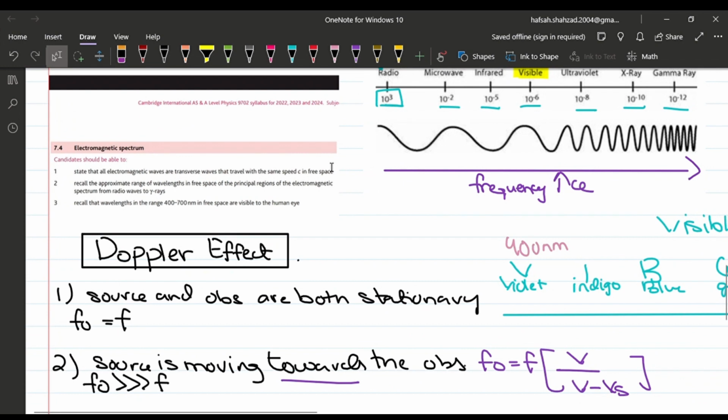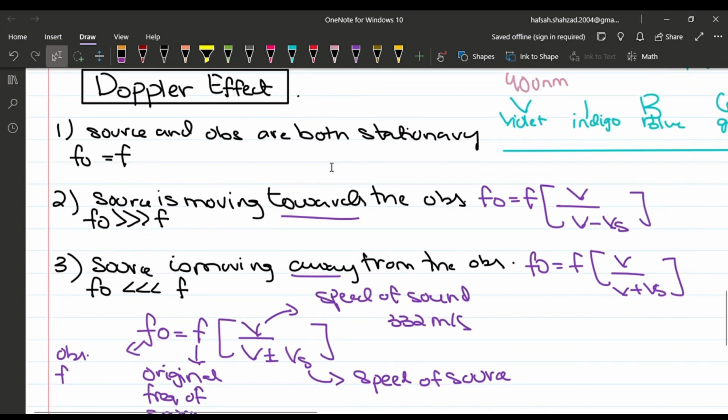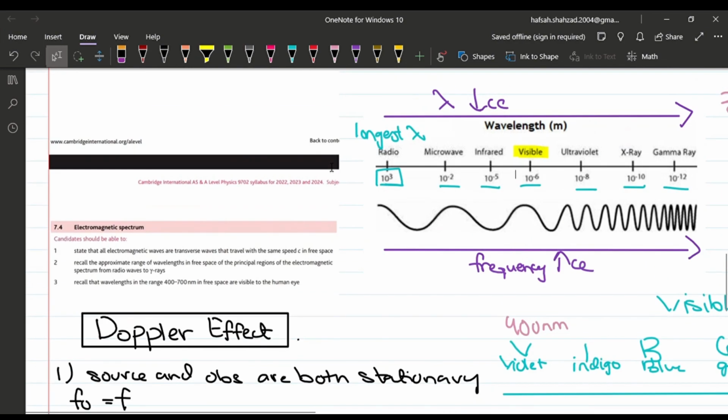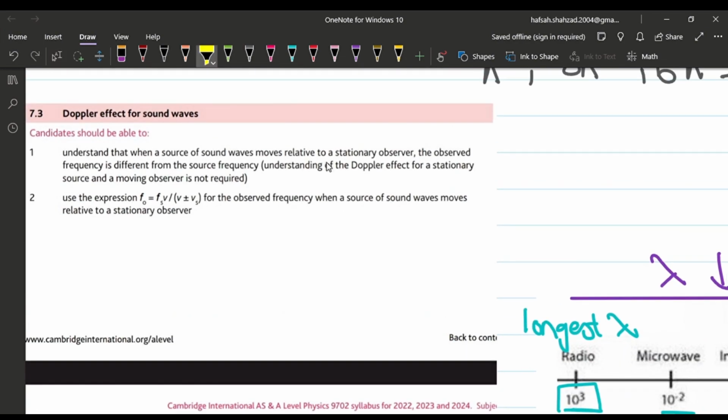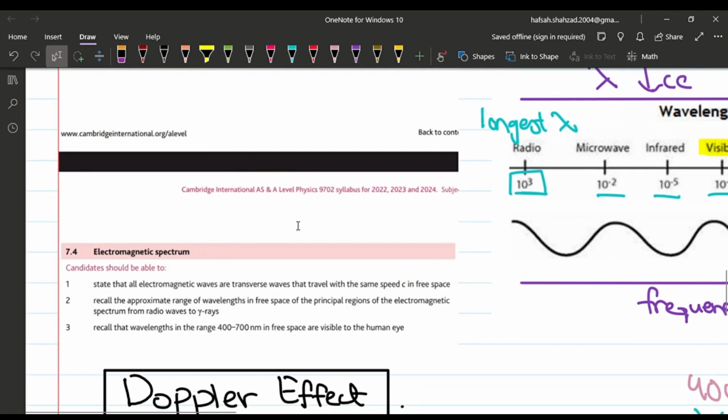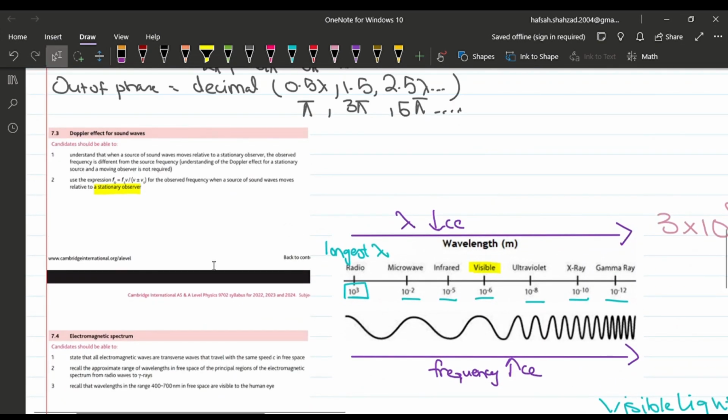And also I forgot to mention one more point in Doppler's effect. Our syllabus is restricted to observer being stationary and source moving. However, we have cases of when observer is also moving towards the source or away from the source. But that's not our concern, because our syllabus doesn't mention the observer moving, as you can see over here. It clearly states that relative to a stationary observer. So you do not need to know what happens when the observer is also moving, because our syllabus only talks about stationary observer. That's all for this 7.3 and 7.4.